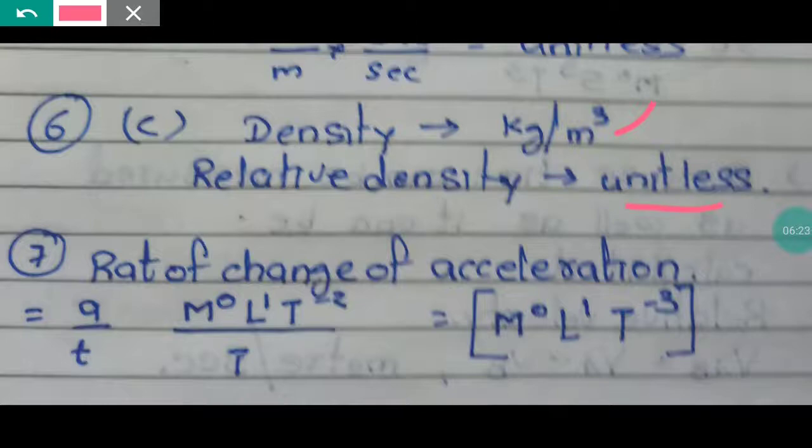Okay, now see what you're going to do in question number 7. It is rate of change of acceleration. What do you do when I ask the rate of change of anything? You divide that anything by time. So rate of change of acceleration means acceleration divided by time. Put the dimensions of acceleration, then put the dimensions of time, and this is what you get: M0 L1 T minus 3, the rate of change of acceleration.